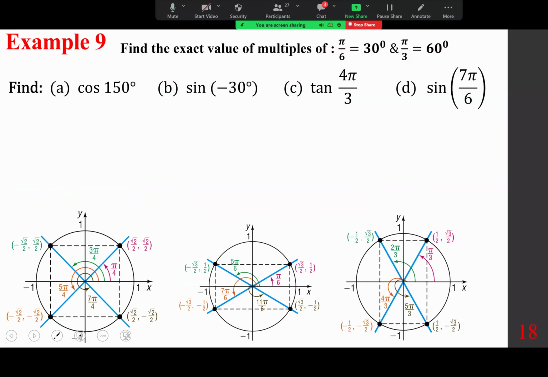That is helpful. So now, find the exact value of multiples of those angles, pi over 3 and pi over 6. For example, cosine of 150 degrees or 5 pi over 6. Please understand 5 pi over 6 or 150 degrees are the same. And in this case, cosine, remember it's in the second quadrant. In the second quadrant, cosine is negative, so minus square root of 3 over 2. Again, for now we put them here, but you should be able to memorize them easily.